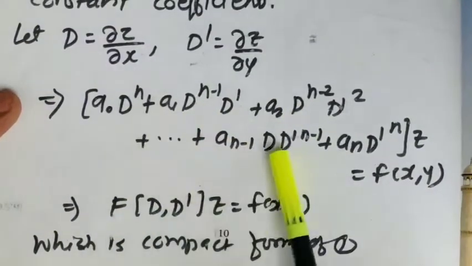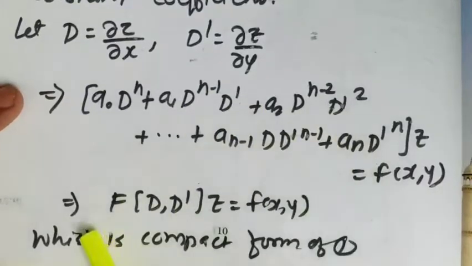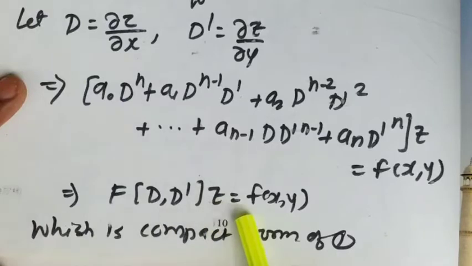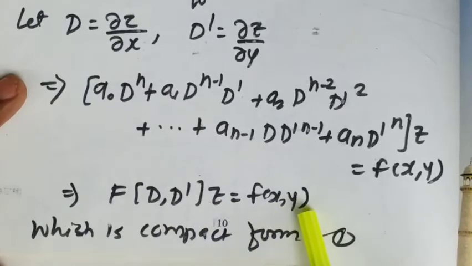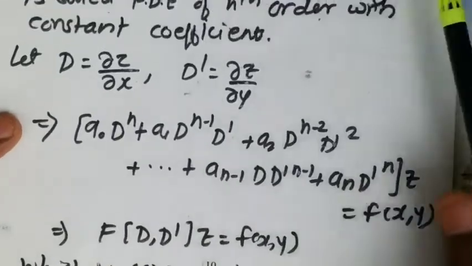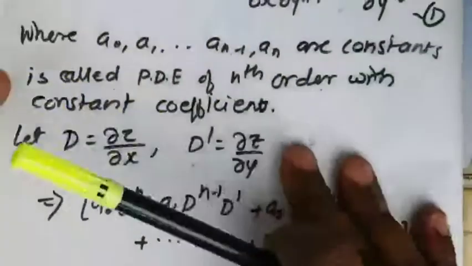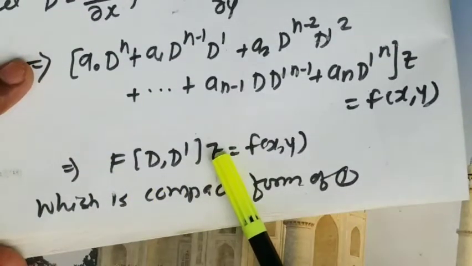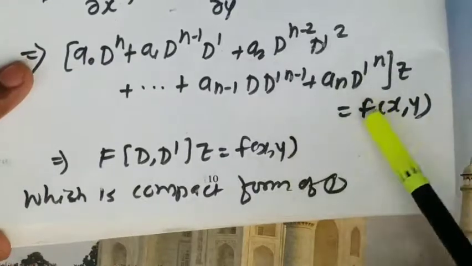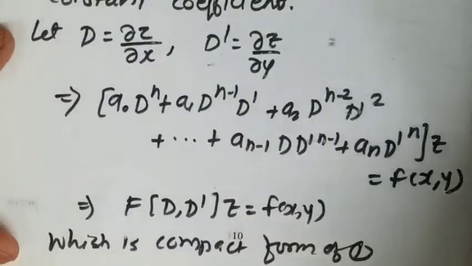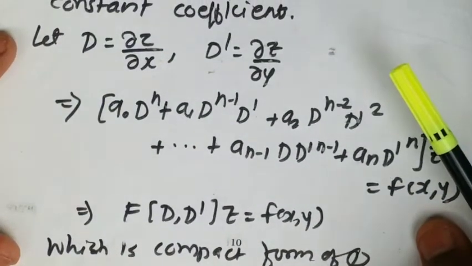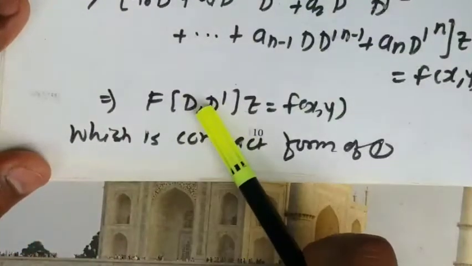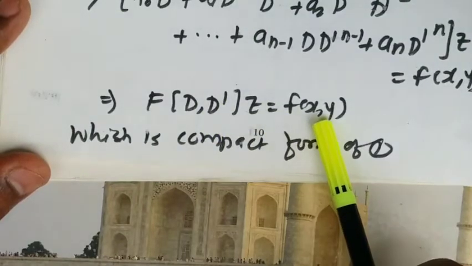Now this is a polynomial in D and D dash, two variables, so it can be written as capital F of D comma D dash operating on z equal to the right hand side small f of x comma y, which is the compact form of the above differential equation. So this whole equation I have written in this small form. This capital F is F of D comma D dash, and this small f is f of x comma y. This type of equation we studied in higher order ordinary linear differential equations: phi of D y equal to f of x. There we had phi of D operating on y, and on the right hand side small f of x.